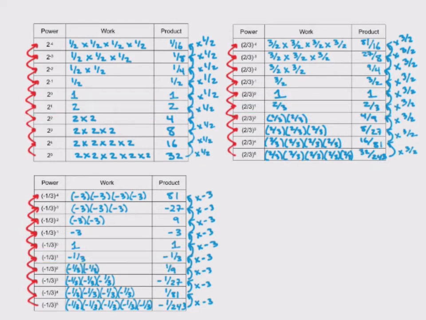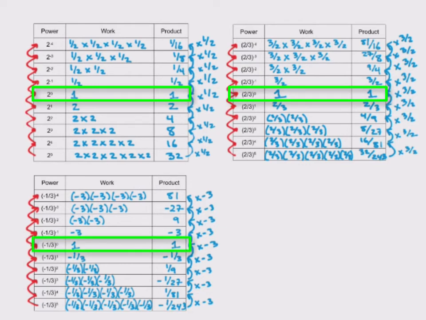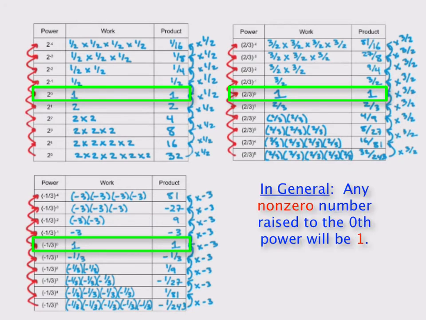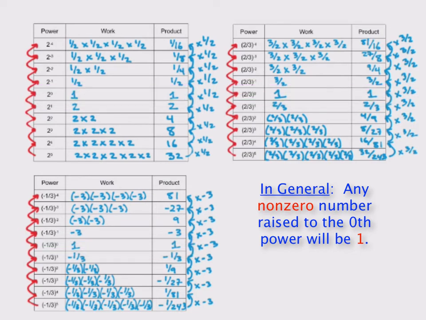All right, now let's see what happens when we raise these guys to the 0 power. Well, 2 to the 0 power was 1, 2/3 to the 0 power was 1, and negative 1/3 to the 0 power was 1. And in general, that's going to be the case. Any non-zero number raised to the 0th power will be 1. Note, 0 to the 0 power is actually undefined. But for any number that's not 0, if you raise it to the 0 power, we're going to get 1.